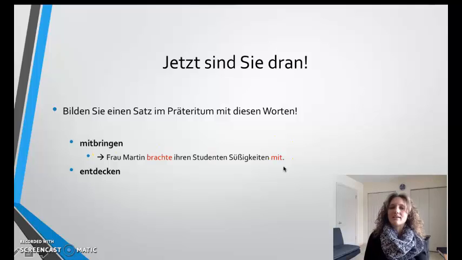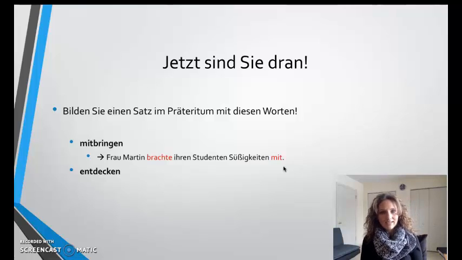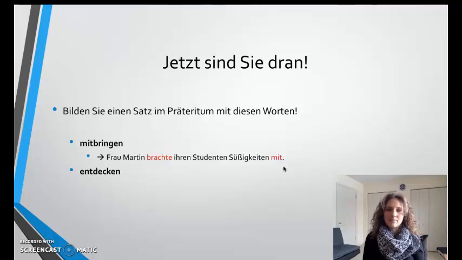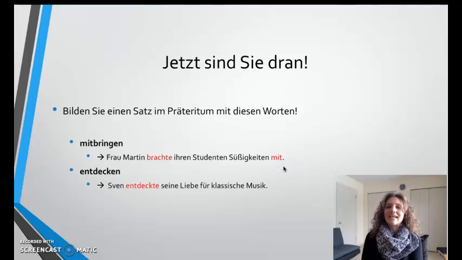How about entdecken, to discover? First, you want to ask, is entdecken separable or not? Is it entdecken or entdecken? It's the second, entdecken, so this is inseparable. So whenever you build a sentence with this in the Präteritum, you don't have to move the ent to the end of the sentence. Take a second to do this example. And here's my answer. Sven entdeckte seine Liebe für klassische Musik. Sven noticed or figured out his love for classical music.